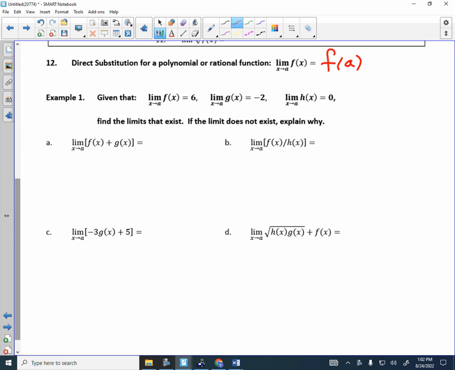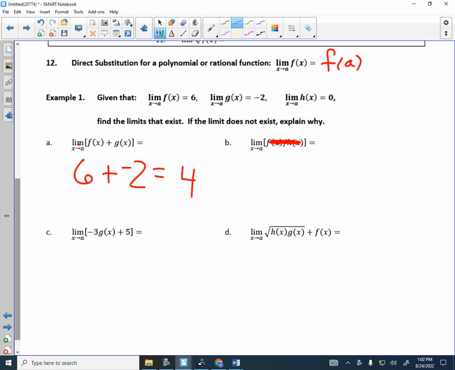Okay? It says limit as x approaches a of f of x plus g of x, given this limit is 6, this limit is -2, and this limit is 0. Anybody want to guess how I determine the limit as x goes to a of f plus g? Very good. The limit as x goes to a of f is 6 plus the limit as x goes to a of g, which is -2. And I get 4. Very good.